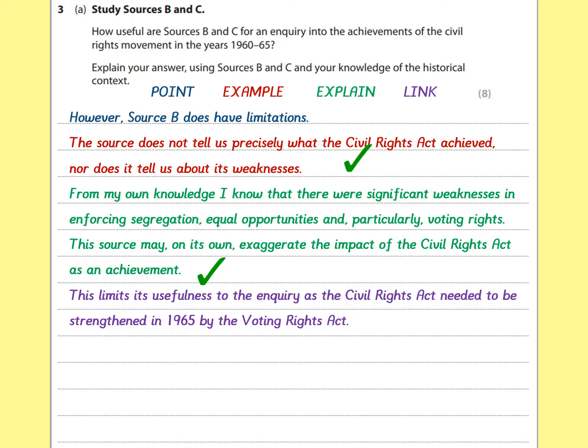Again, this is relevant knowledge, and it is a relevant explanation of limitations with the source. I'm not saying it's not useful, I'm just saying that its usefulness may be a little bit limited by this. And that's linked again back to the inquiry, the achievements of the Civil Rights Act.